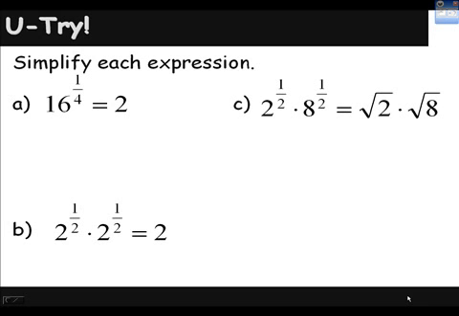Well, that's the same as root 2 times root 8. But remember, root 8 simplifies, or we could just go ahead and say root 16. And root 16 is 4. Root 8 simplifies to 2 root 2. The root 2 times root 2 is another 2, and 2 times 2 is 4, which is another way to do the problem.